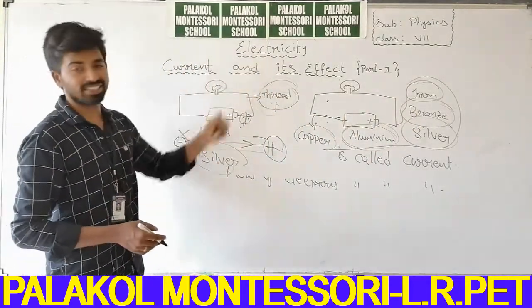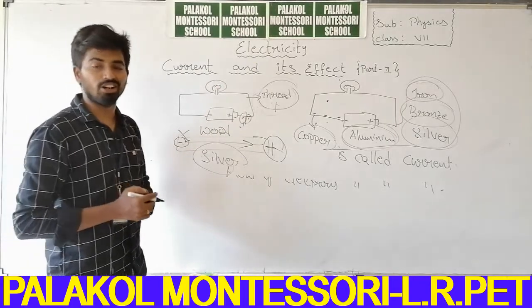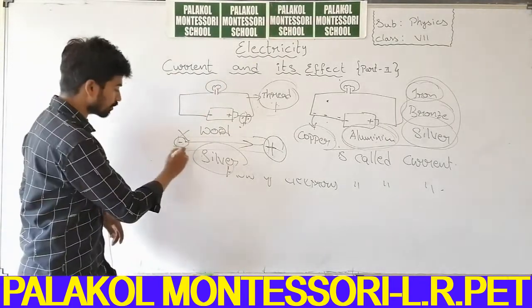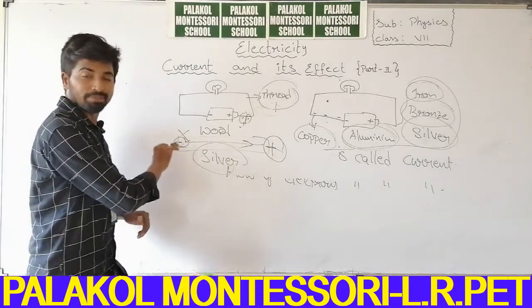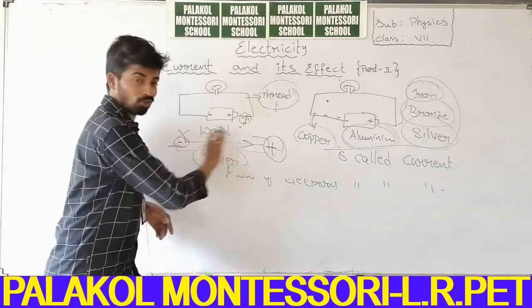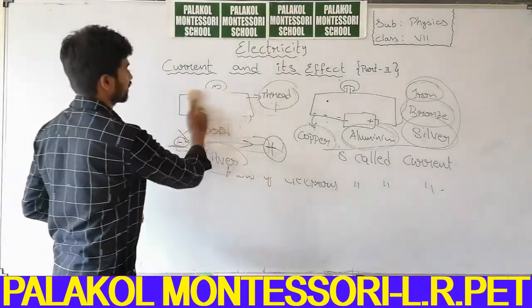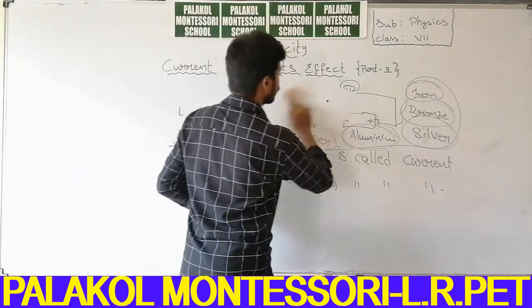So what do you mean by electricity? Electricity is the study of charge. What is current? The flow of charges. Flow of charges is nothing but mainly electrons. Electron flow is called current. The flow of charges is called current.